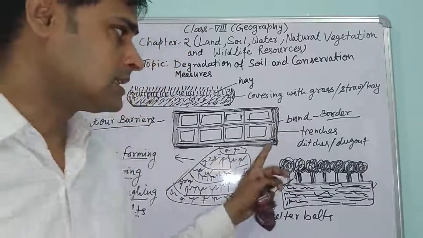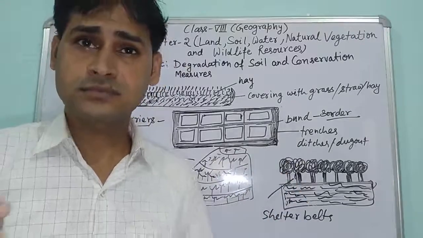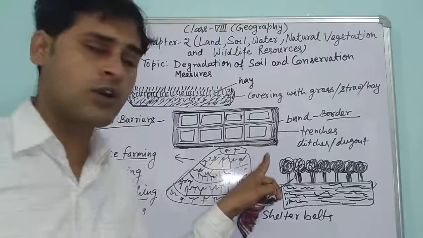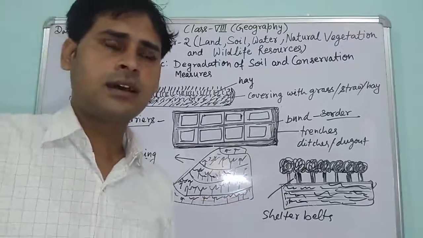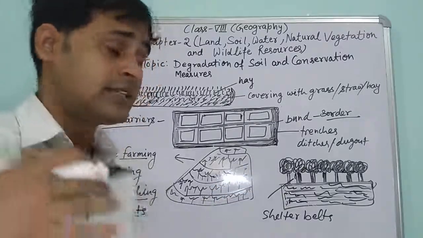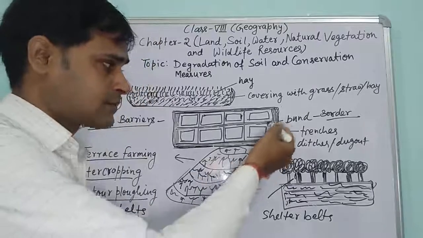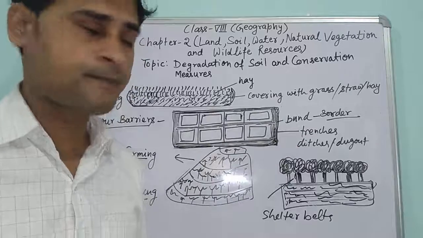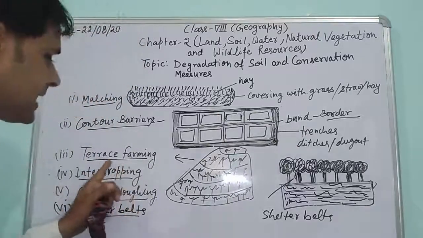It is made in front of the barrier to collect water. Okay, means when it is raining, it collects the water. Clear?